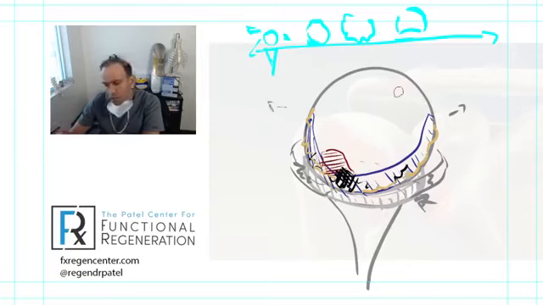Now, what's interesting about this spectrum, just like any other joint, with the exception of when the bone is actually breaking down, when the bone is actually dying, with the exception of that end stage, osteoarthritis does not actually equal pain.